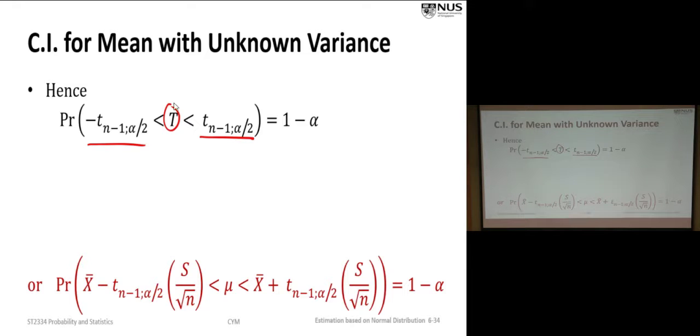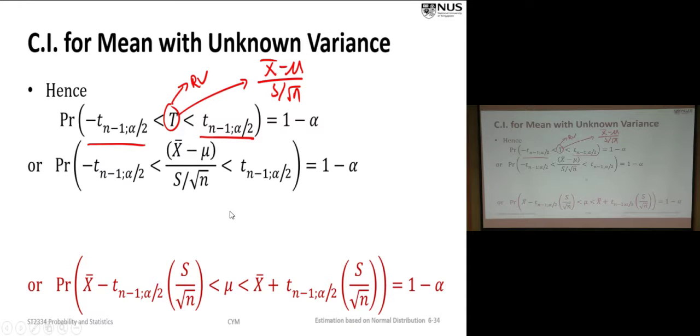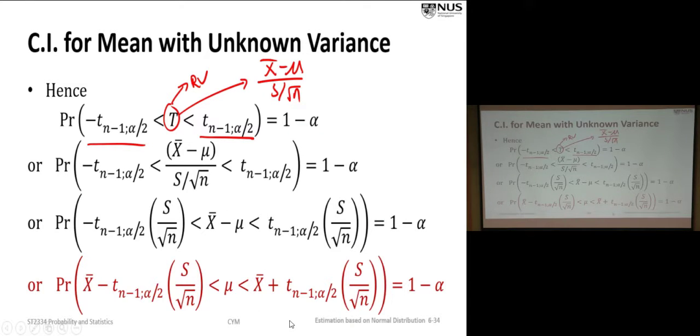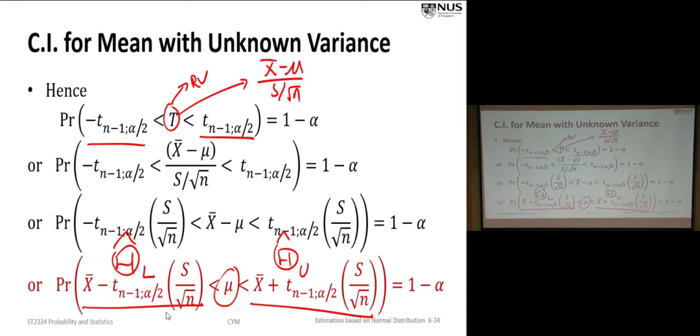This is a random variable between these two numbers, and this one is x bar minus mu over s over root n. So I substitute in, rearrange it, and finally I get mu in the center. So this is my theta lower, and this is my theta upper. This is a random variable, and this is a random variable. Why is it a random variable? It is because of x bar, the sample mean, and the sample standard deviation. All right? So this is the random interval. So the chance of this random interval covering mu is 1 minus alpha.